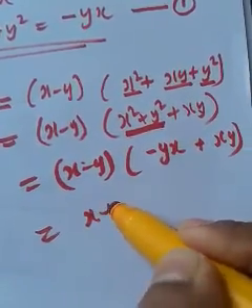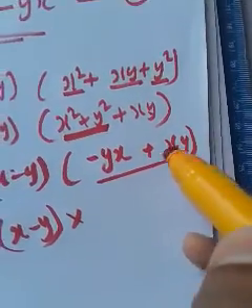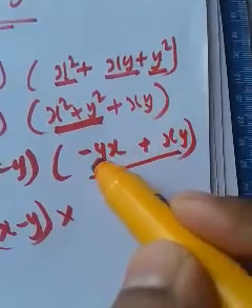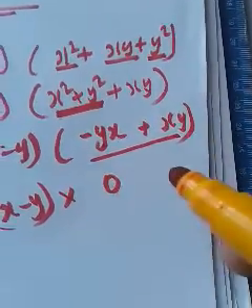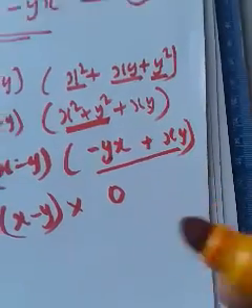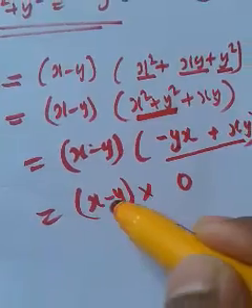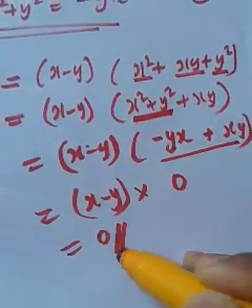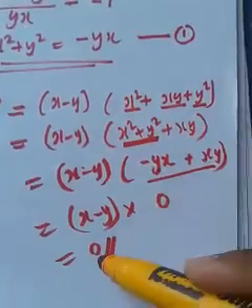See, this is a very standard question. Minus yx, we can read it as xy also. What is minus xy plus xy? 0. Because minus 2 plus 2 is 0, minus 3 plus 3 is 0. Just like that, its result is 0. So x minus y into 0 becomes 0. So your final answer, or the value of x cube minus y cube, is 0 here in this question.